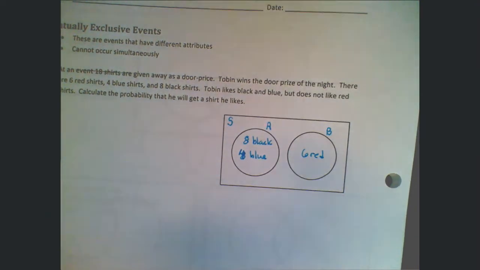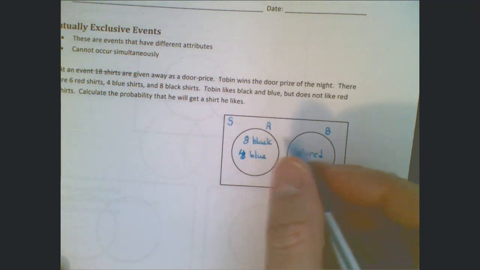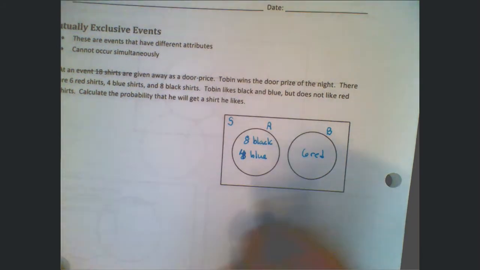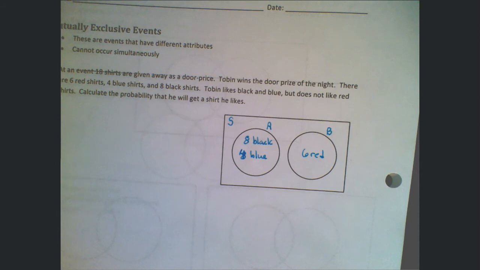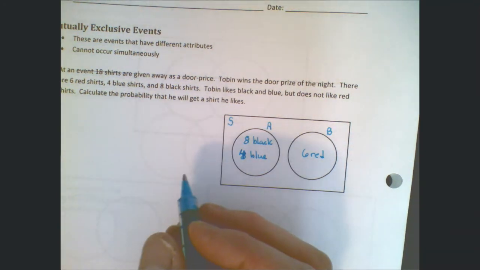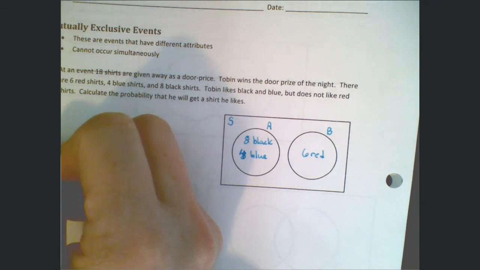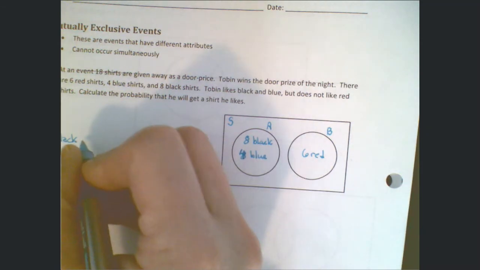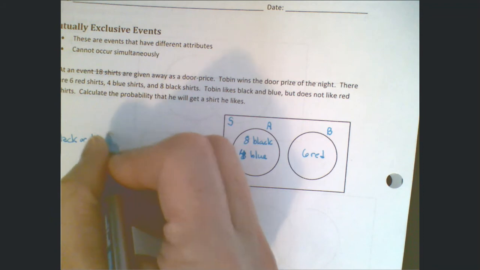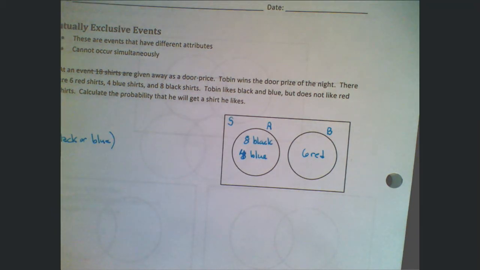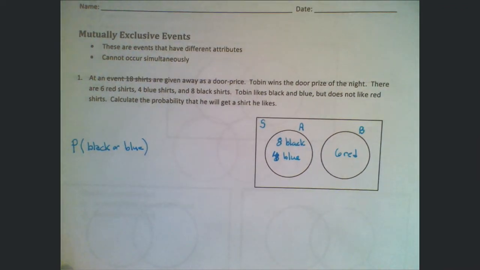So in this case, what is the set of shirts that he likes and the set of shirts that he doesn't like? They don't overlap because they're disjoint, or mutually exclusive, right? He doesn't like either of them. And the universal set is the set of all shirts. Since there are 18 shirts, we would simply write that the probability that Tobin gets a shirt he likes is the probability of black or blue. What you'll notice is that we are talking about OR, because it's asking what's the probability that he'll get black or blue, the 2 shirts that he likes the most.